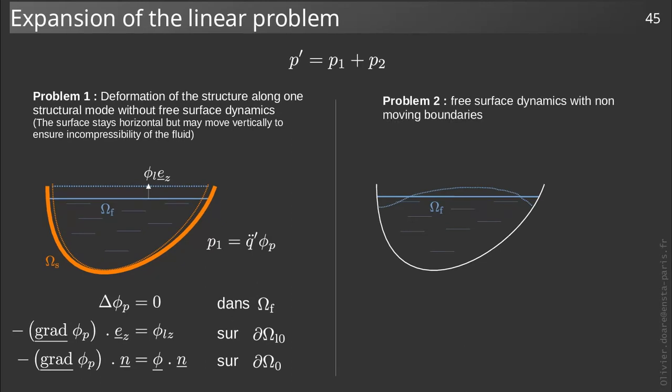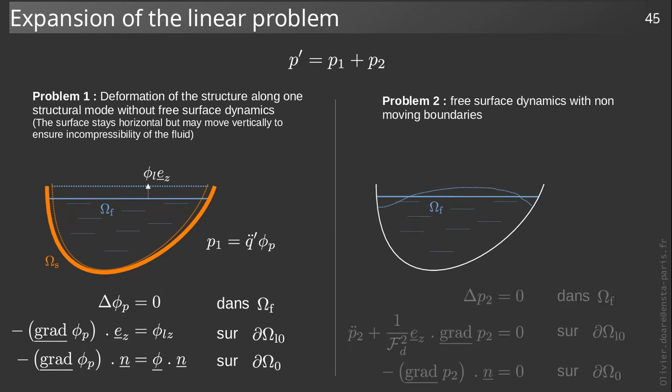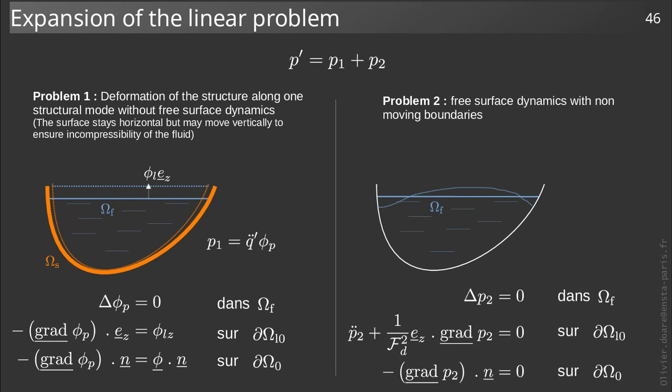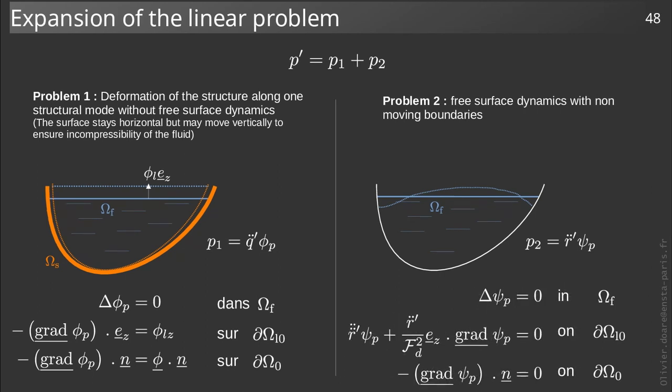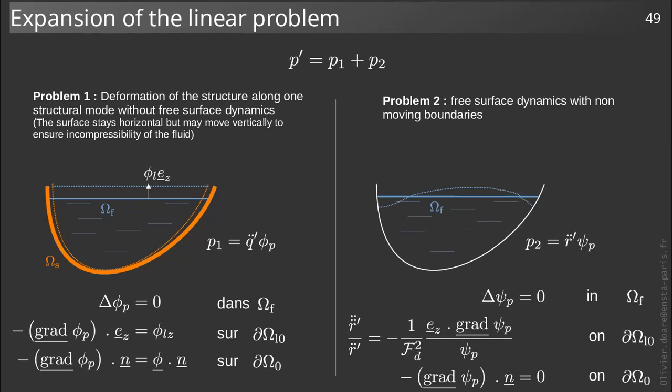The second problem corresponds to the fluid mechanics problem with free surface, but where the structure is considered perfectly rigid. The solution of this problem is also decomposed into a product of a function of time, noted r dot dot, and a function of space, noted psi p. Let us first introduce this form of solution into the equations, and separate the space dependence from the time dependence in the free surface condition. We then show that both sides of the equation are equal to a constant, which we can write minus omega squared.